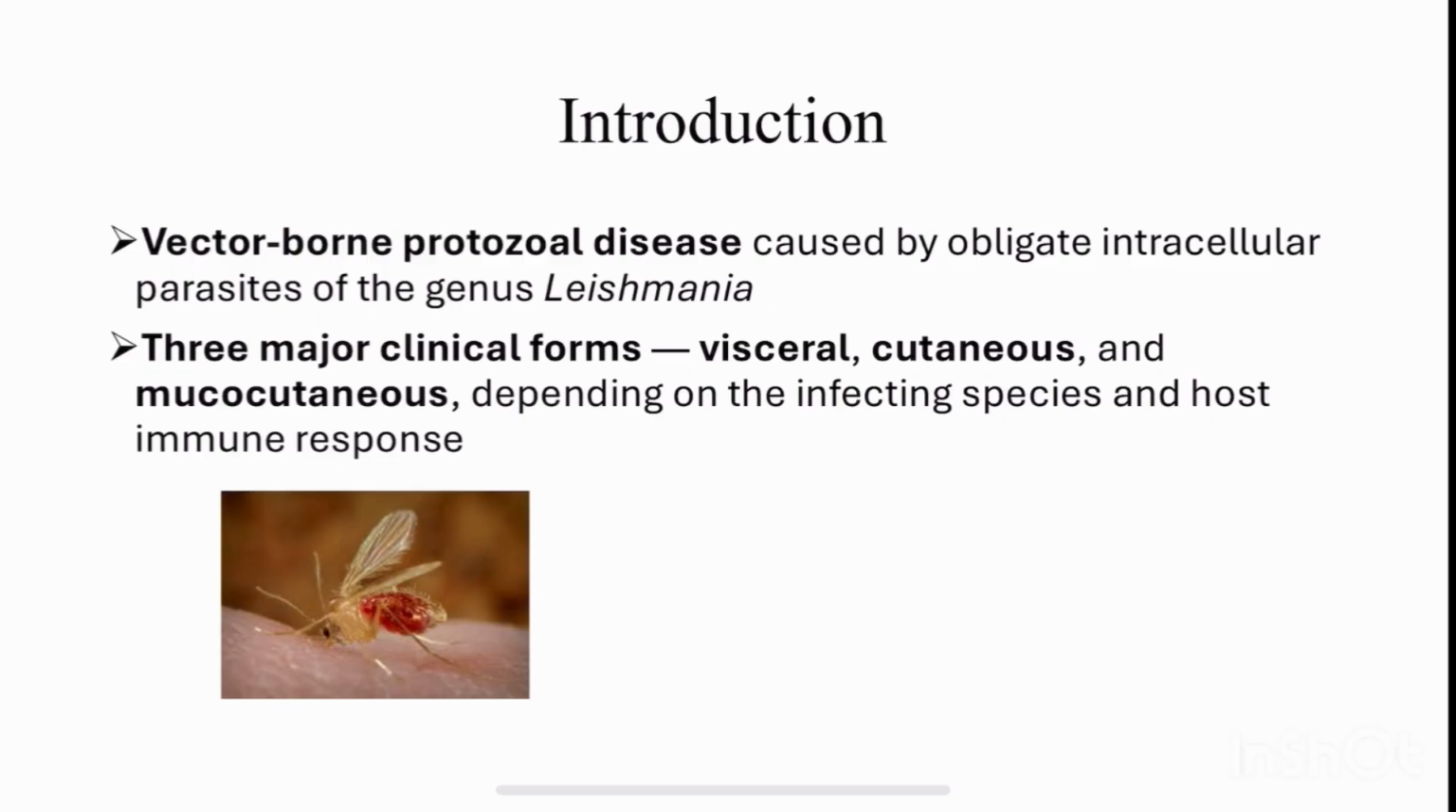There are three clinical forms of Leishmania: the visceral form, the cutaneous form, and a variant of the cutaneous form known as the mucocutaneous form. Other than that, we have diffuse cutaneous leishmaniasis and one more, but they are not of much importance. So we will be discussing the major three over here.